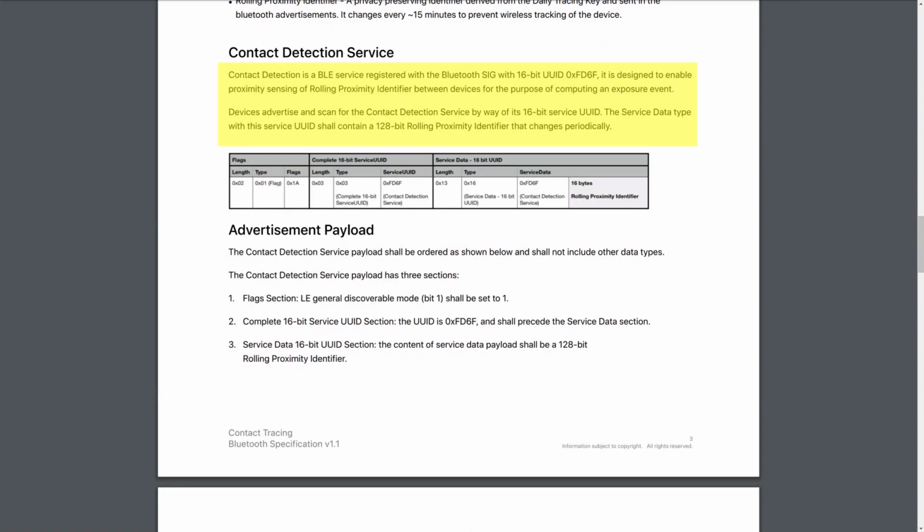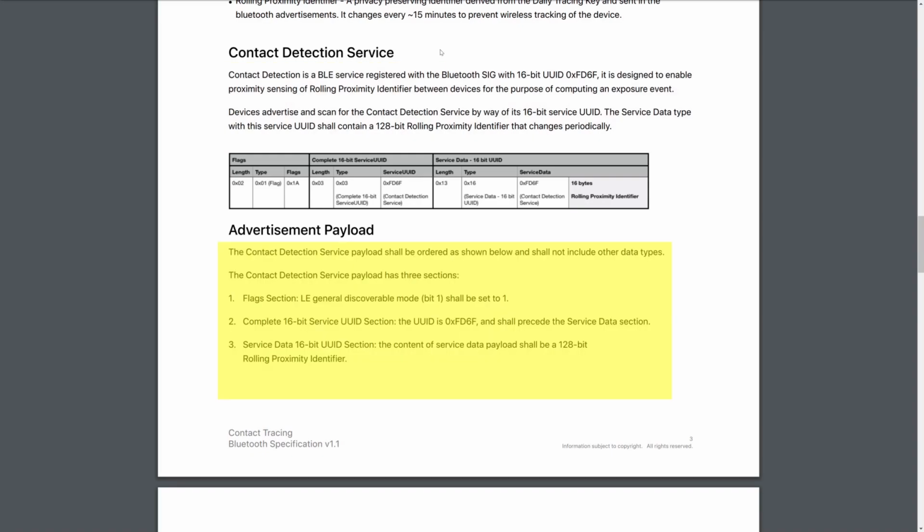So the first section, we have the contact detection service. The contact detection is a BLE service. This is basically just the implementation details. The contact detection service payload shall be ordered as shown below and shall not include other data types. The contact detection service payload has three sections. It has a flag section. The LE general discoverable mode bit 1 shall be set to 1. So in other words, it's in discoverable mode.